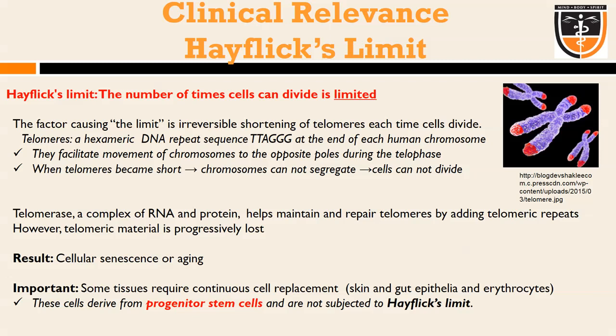What causes the limit of this? I'm going back to Dr. Kuo's stuff, is the presence of telomeres. Do you know what telomeres are? Those little ends at the end of the chromosomes. They're actually a hexameric DNA repeat sequence, TTAGGG. Telomeres are important for one reason. They ensure that chromosomes will split properly. Okay? So they will ensure that the division of chromosomes will occur. The chromosome will split into two chromatids. So they facilitate the movement of chromosomes to the opposite poles during telophase.